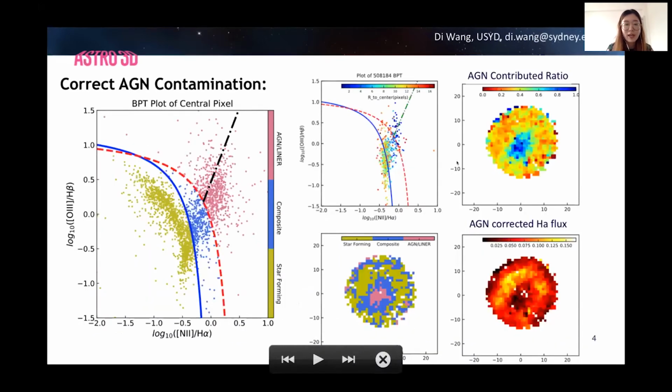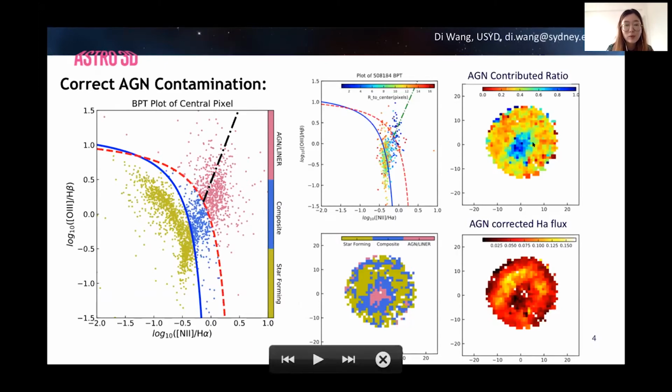We also correct the AGN contamination for the LINER or AGN-like galaxies. I'm using the BPT diagram, the emission line ratio diagram. And here are the LINERs, composite galaxies, and star formation region. I'm not showing this in detail, but the right four plots show one example of an AGN-like galaxy.